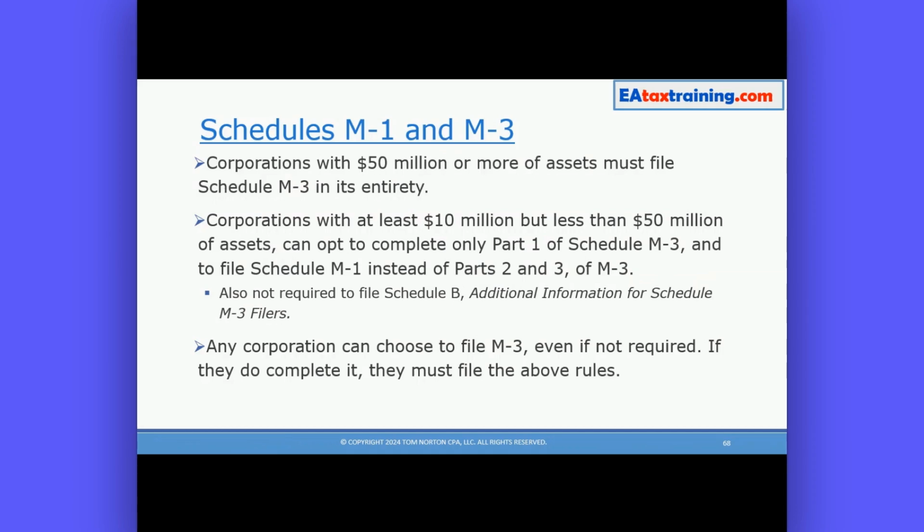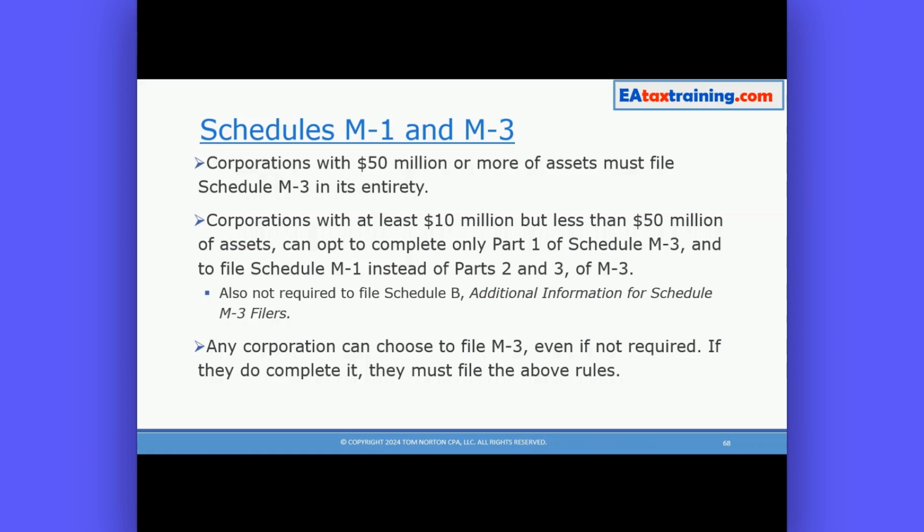Corporations with $50 million or more of assets must file Schedule M3 in its entirety, again, similar to the partnership rule. Corporations with between 10 million and 50 million of assets can opt to complete only Part 1 of the Schedule M3 and then to go ahead and file Schedule M1 instead of filing Parts 2 and 3 of the M3. And if they do that, then they're also not required to file that Schedule B.